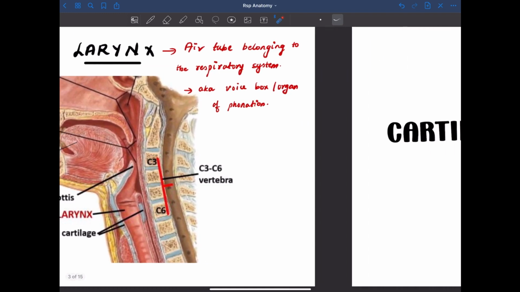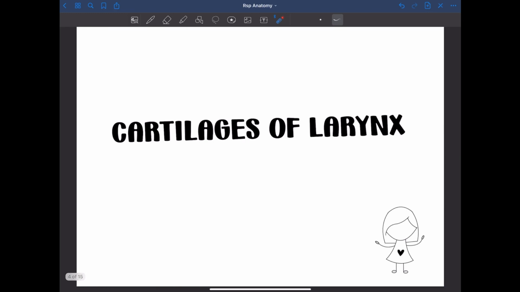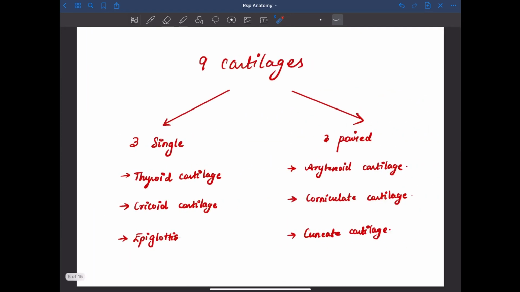Now, we will see the cartilages of the larynx. The larynx has 9 cartilages, of which 3 are single and 3 are paired cartilages. Thyroid cartilage is the largest and most predominant cartilage. Next, we have the cricoid cartilage, which is a signet ring-shaped cartilage, just like a ring. And then we have the epiglottis, a leaf-like cartilage.